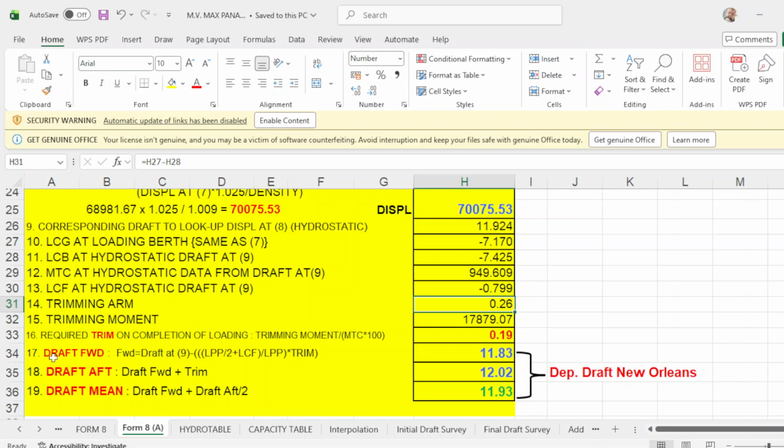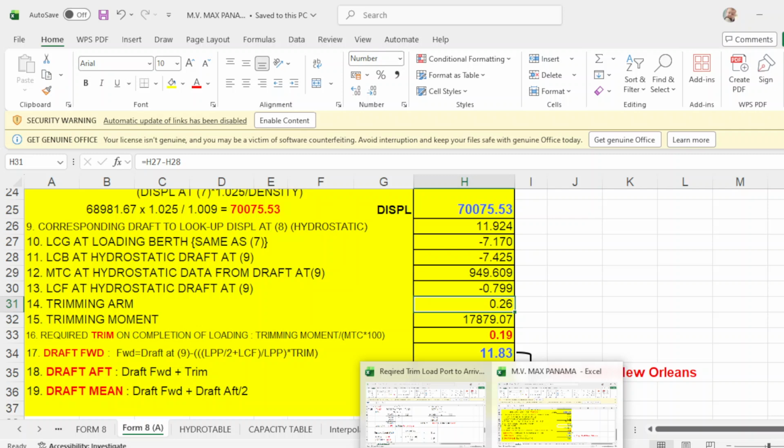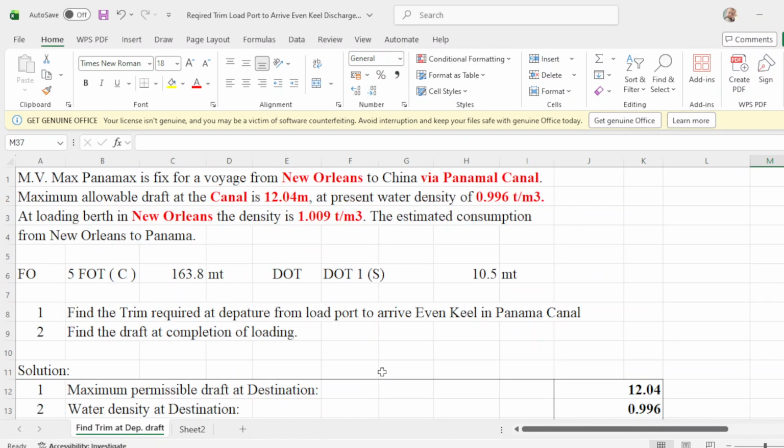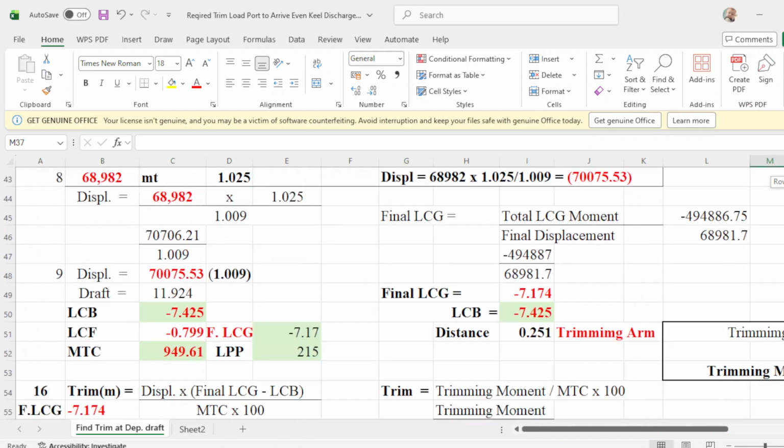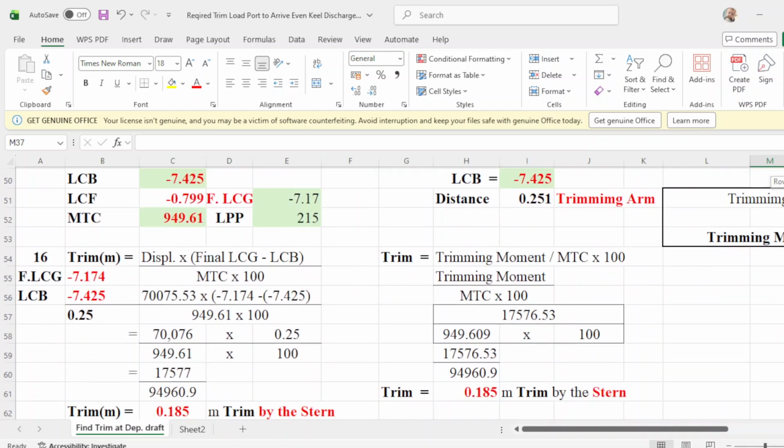Now we compute for the forward drop, the aft drop and the mean drop. Okay, this is now we are looking for the departure drop. That's in question number 2. Find the drop at completion of loading, meaning your departure drop at your launch. So here, we have already got the trim here.